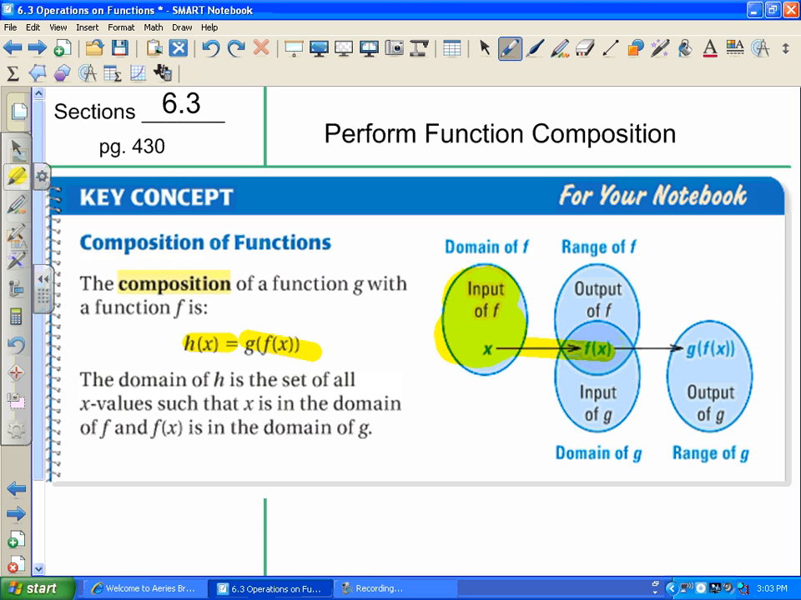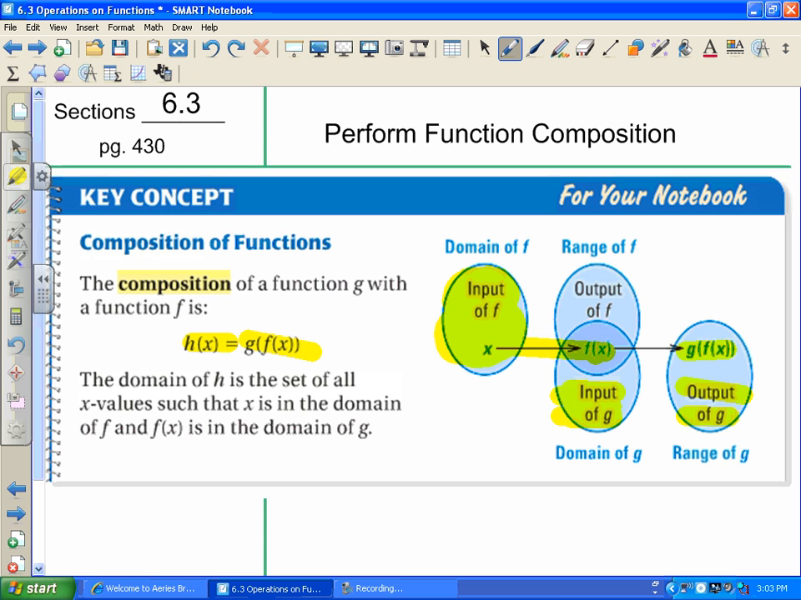Then, since it asks us to find g of f of x, it's not asking us to multiply. That's the common mistake. In this case, it says take your output from the first function, the f of x, and input that number into the other function, the g function. Rerun that function notation, and you're going to get the output there. Basically, you're putting it into both functions. I'll show you how it works.